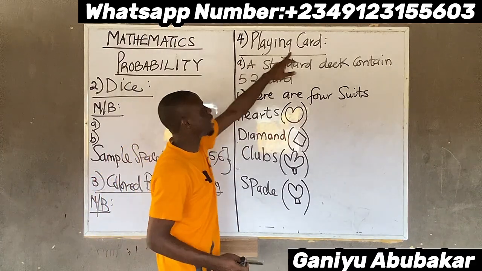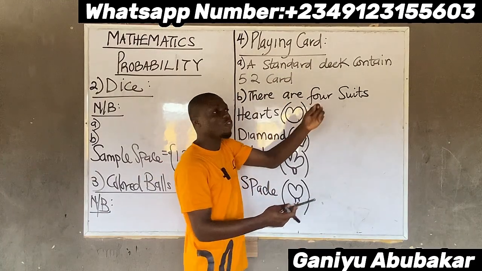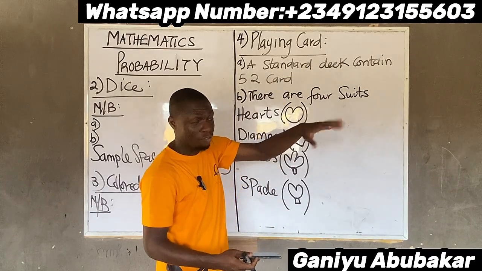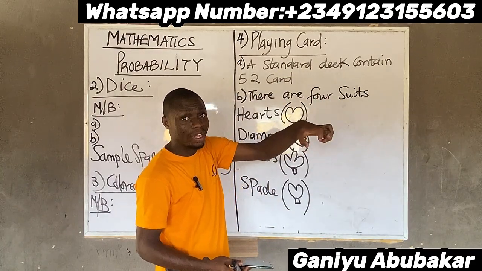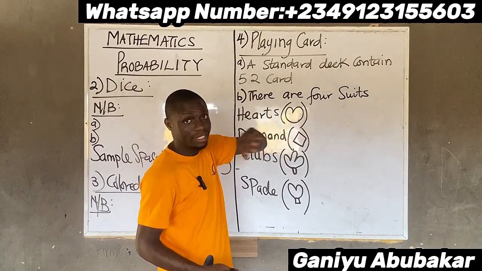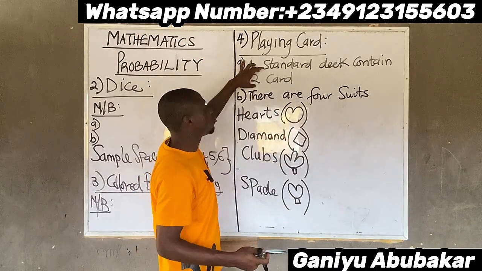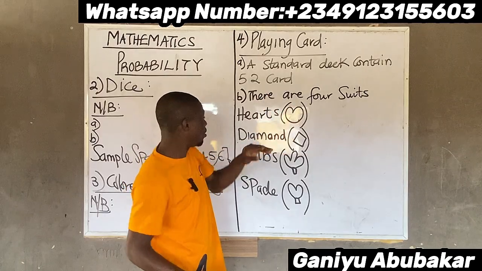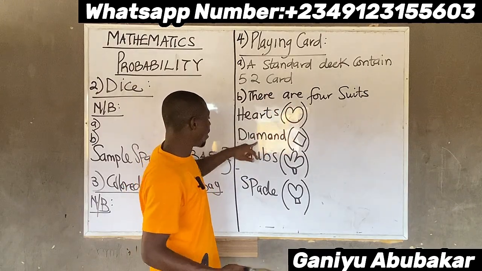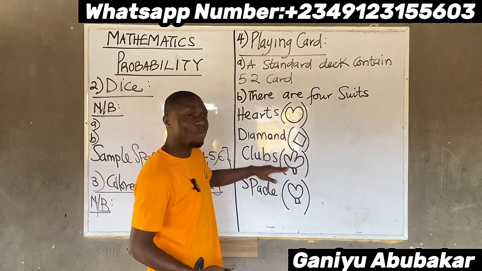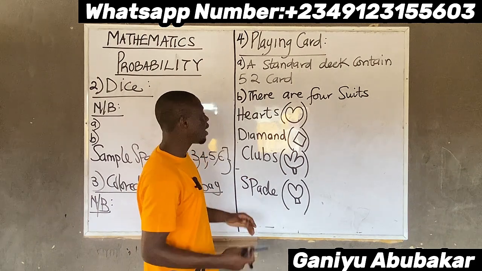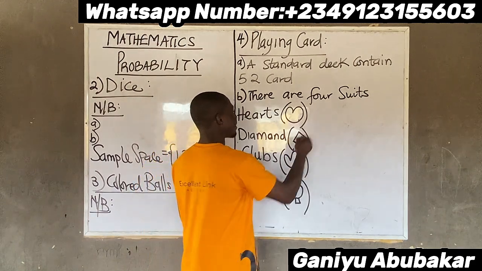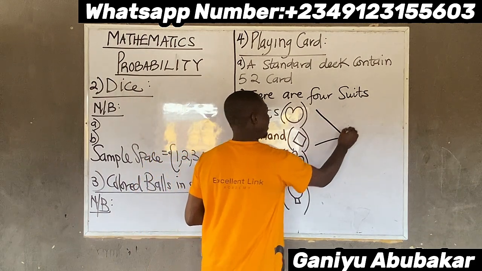So in this playing card, we said the total of all the cards inside the carton, if you buy a new one, is 52. Now that 52 inside has 4 categories: we have the heart, the diamond, the club, and the spade. Now you see these hearts and diamonds, they are red.